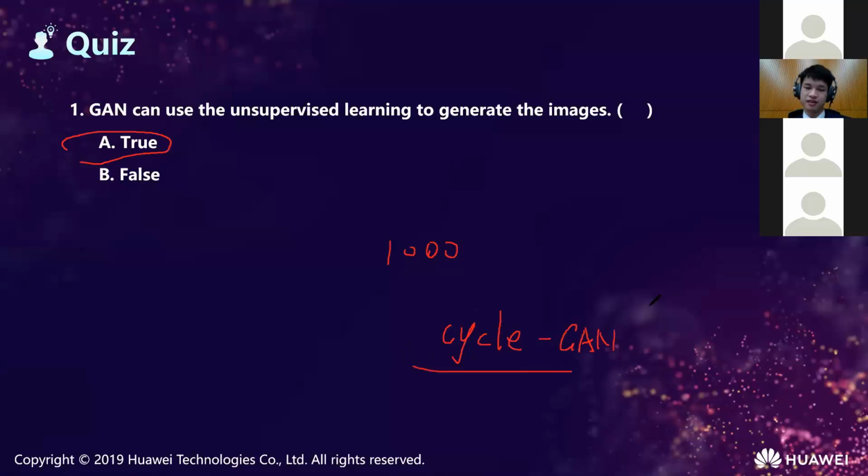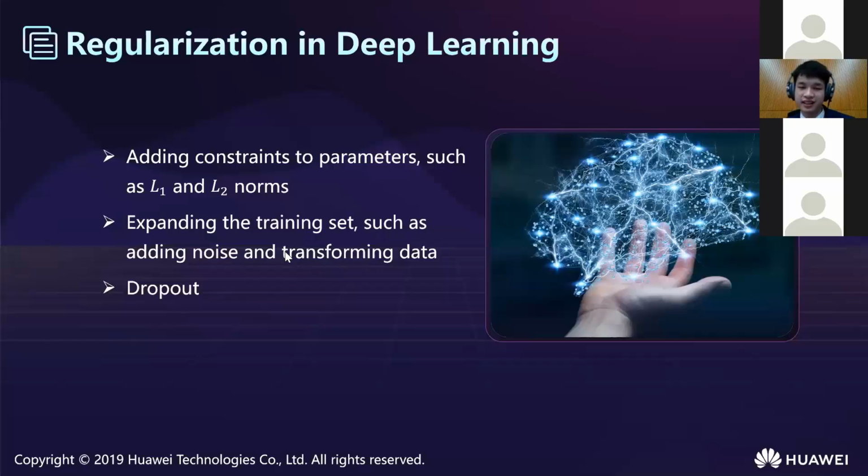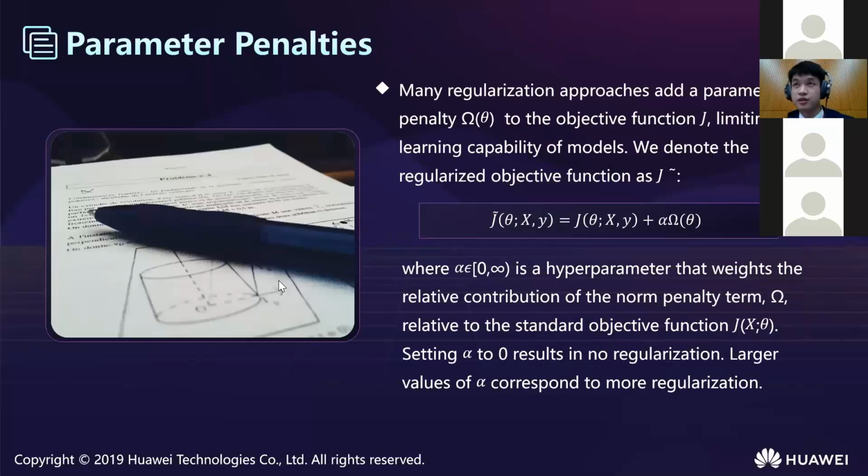If you are interested in it, you can search it. It's very famous. Okay, and in the next part, I will tell you how to reduce the overfitting problem in deep learning. There are three methods: L1 or L2 norms, the second method is that we need more data sets, and the third one is called dropout. So the first one is parameter penalties.